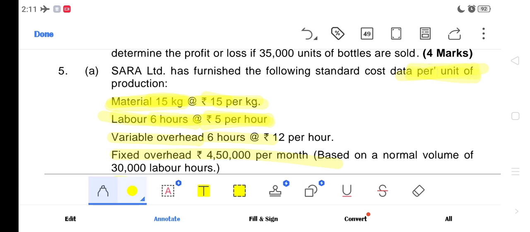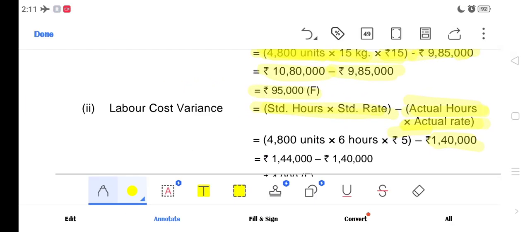Per unit 6 hours are required. What are the number of hours required for total 4800? 4800 into 6 will do it. Okay, so here he has done the same.